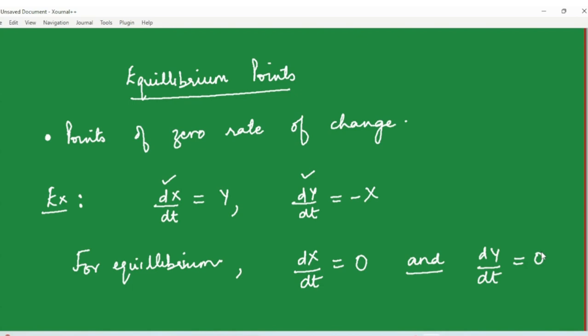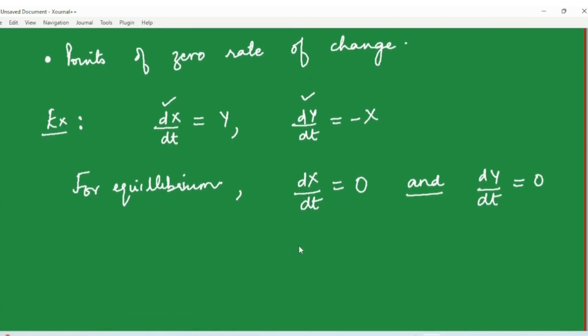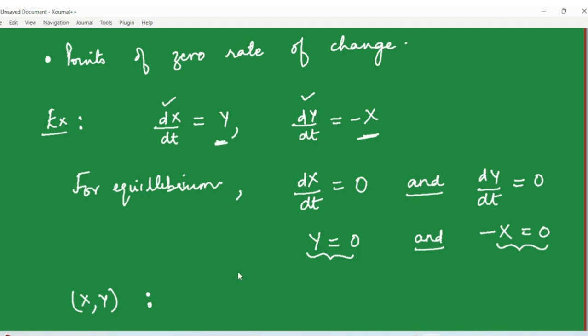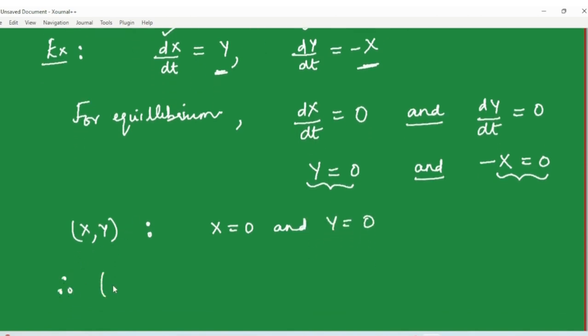that particular point. So we are looking for those x comma y such that dx by dt has what value in this question? It has y equal to 0, and the value for dy by dt is minus x, so that means minus x is 0. So we are looking for those ordered pairs x comma y such that y is 0 and minus x is 0. So that means we are looking for those ordered pairs such that x is 0 and y equal to 0. So the only possibility is 0, 0. So 0, 0 is the only equilibrium position for the system that we started with in this example.